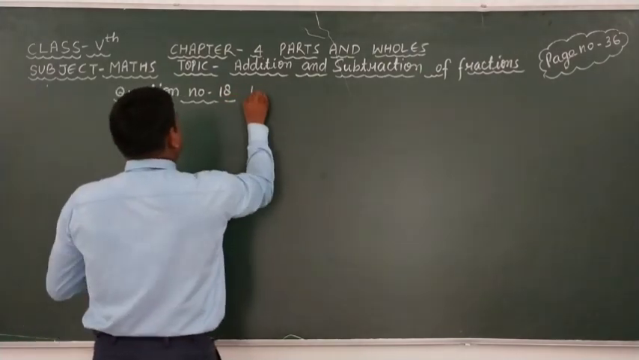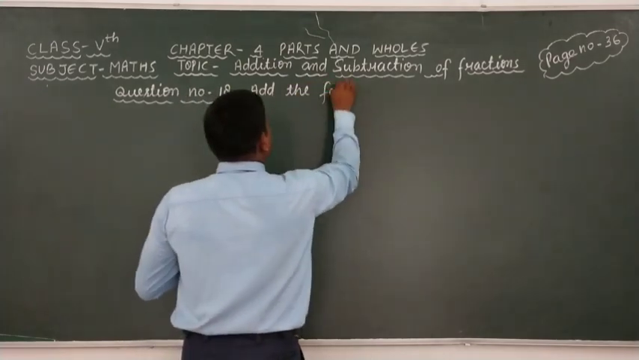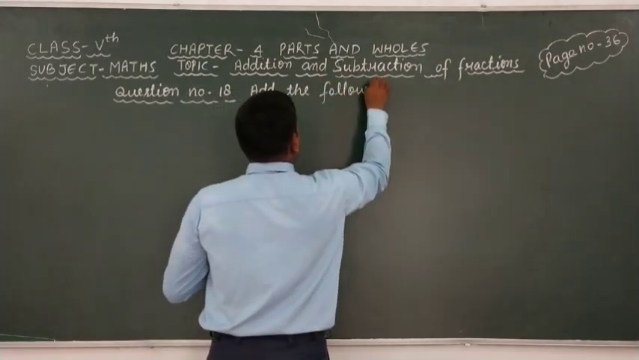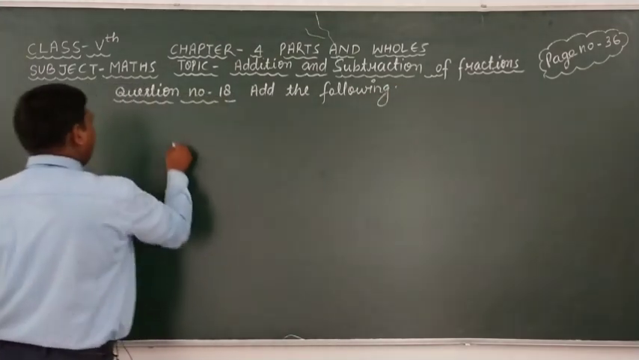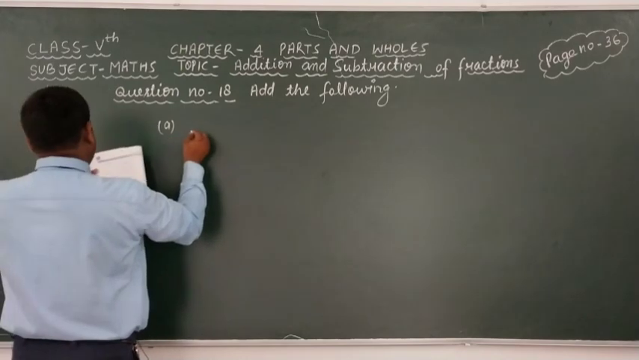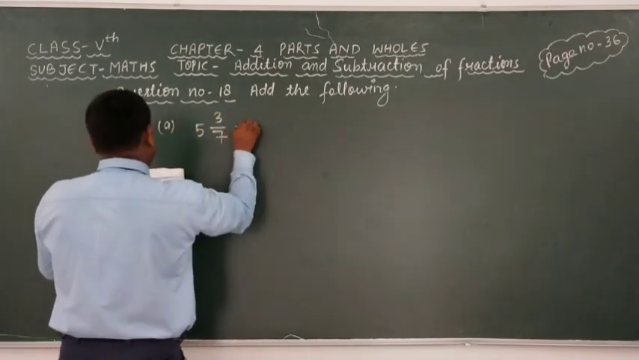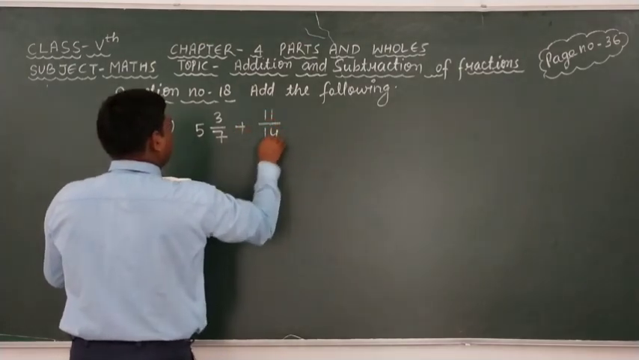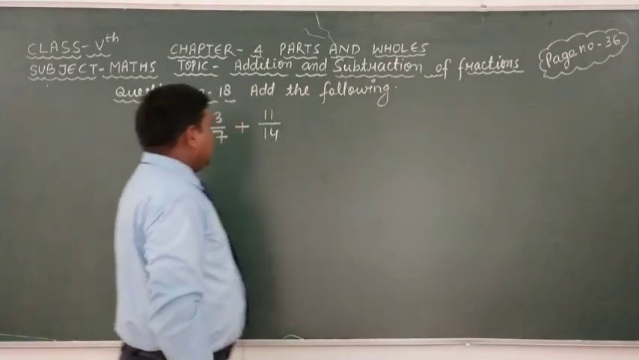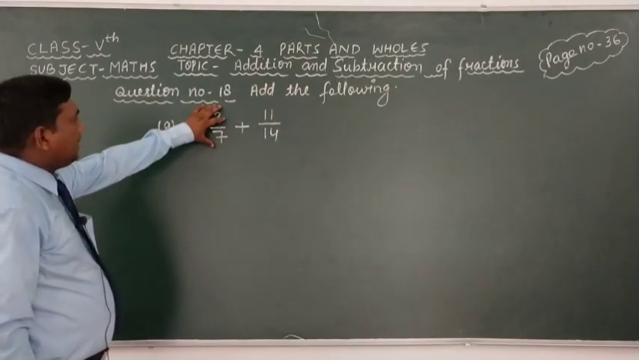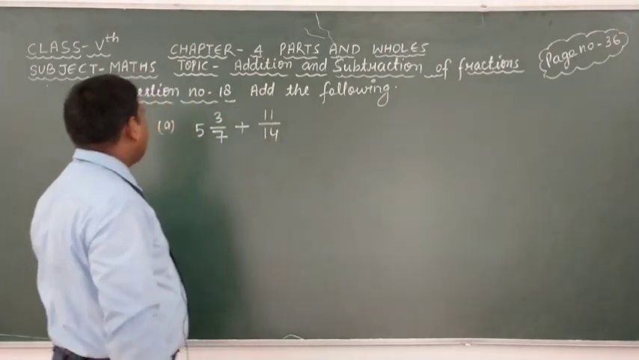Add the following. Question number 18 of A is given: 5 mixed 3 over 7 plus 11 over 14. Look here carefully. In this question, a mixed fraction and a proper fraction are given.